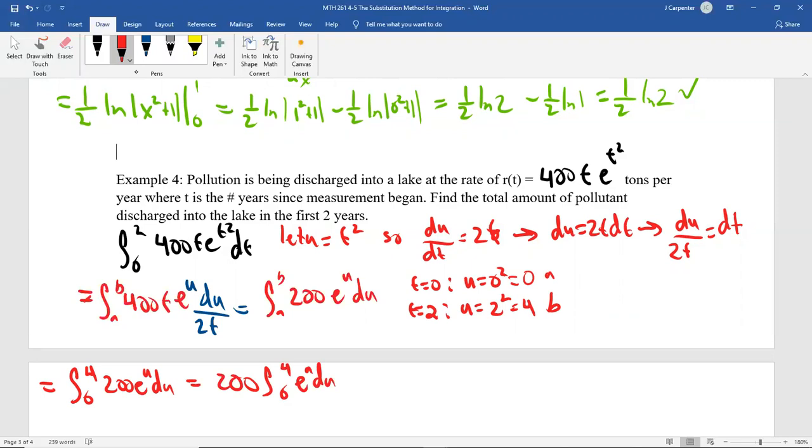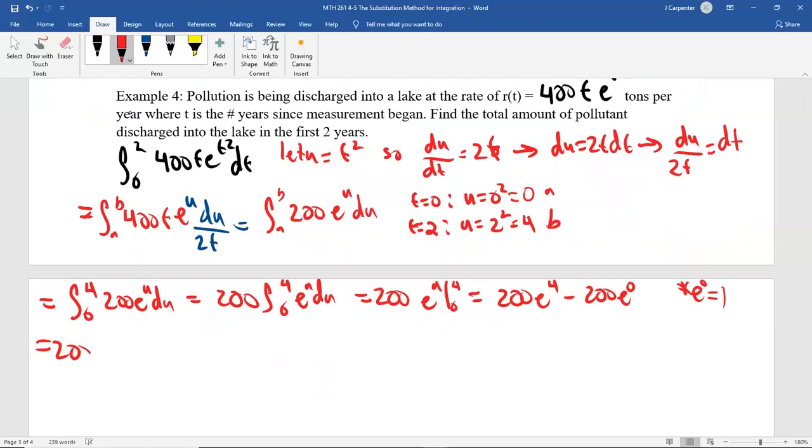The integral of e to the u is e to the u. We don't need a plus c because it's a definite integral. So 200 e to the u evaluated between 0 and 4. So this is 200 times e to the 4th power minus 200 times e to the 0th power. And remember, anything to the 0 is 1.